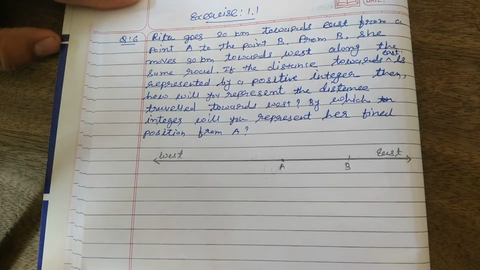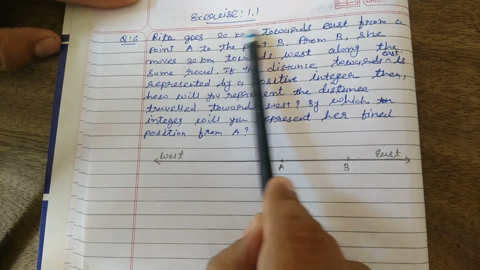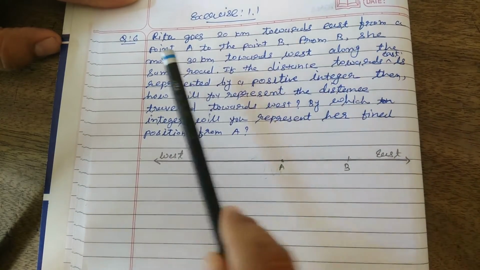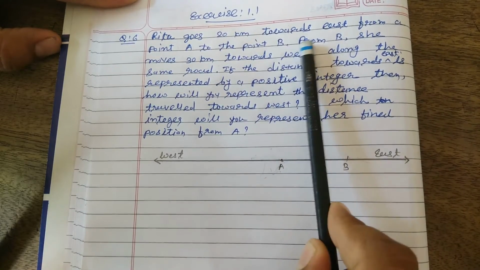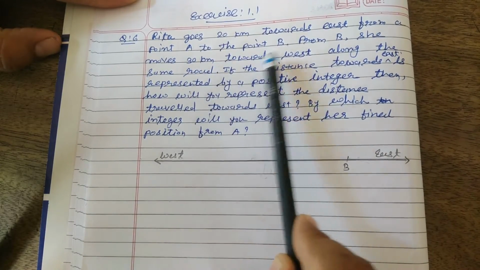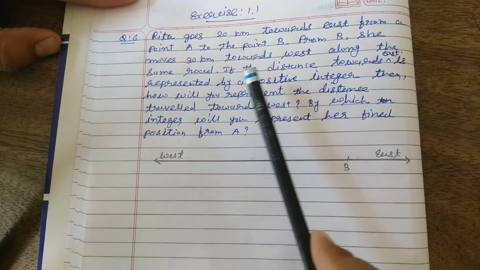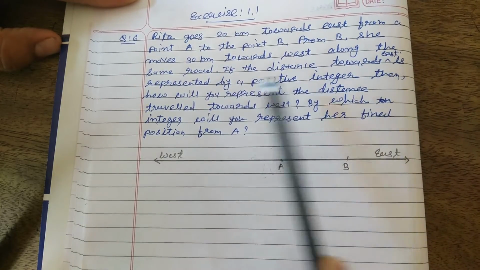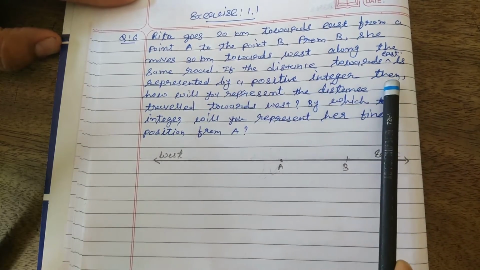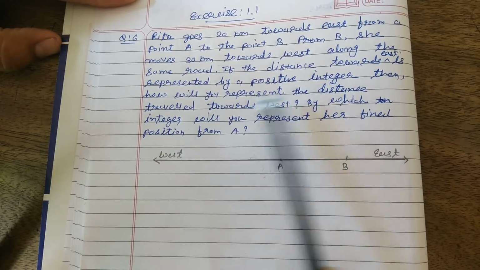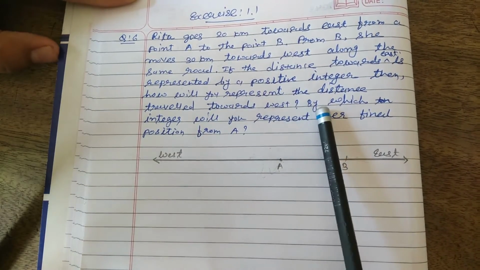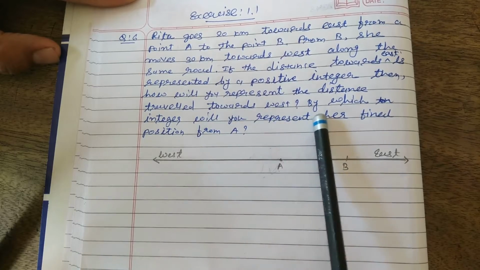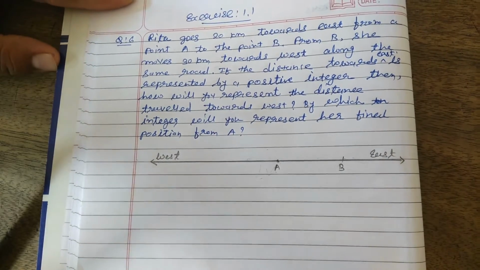The question is, Rita goes 20 kilometers towards east from a point A to the point B. From B, she moves 30 kilometers towards west along the same road. If the distance towards east is represented by a positive integer, then how will you represent the distance traveled towards west? By which integer will you represent her final position from A?